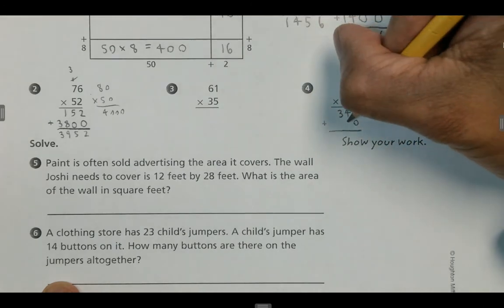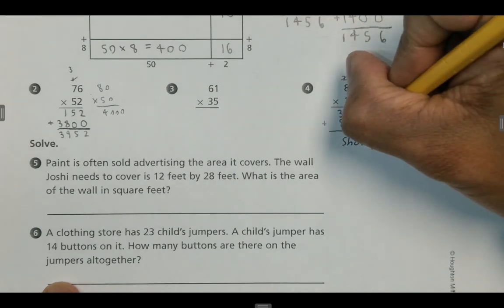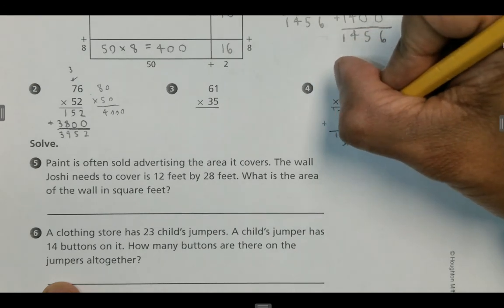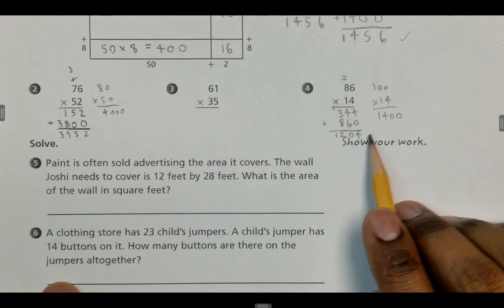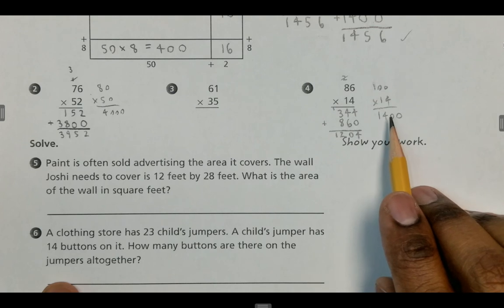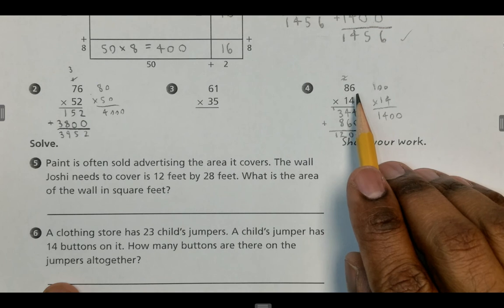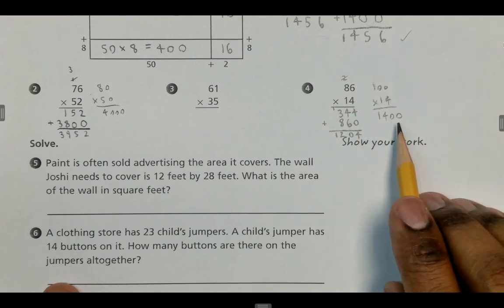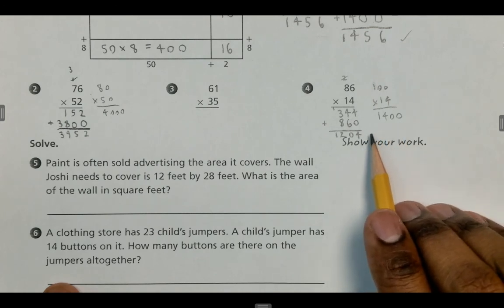1 times 6 is 6. 1 times 8 is 8. Add up my columns, 4, 10, 12. I get an answer of 1,204, which is reasonable to my estimate. We have to remember that for the estimate, we did have to round 86 up a fair amount to get to 100. So we expected the estimate to be a little larger than the actual answer, and it was. So still reasonable.